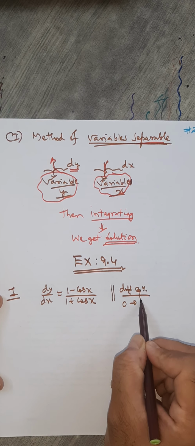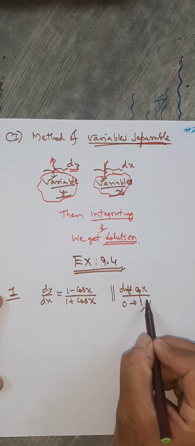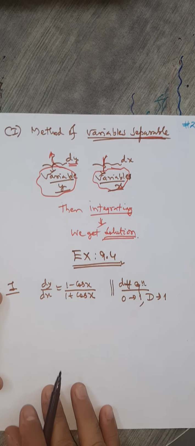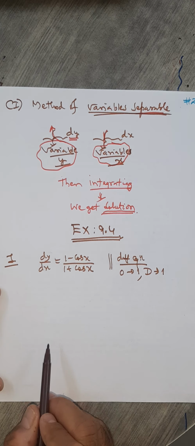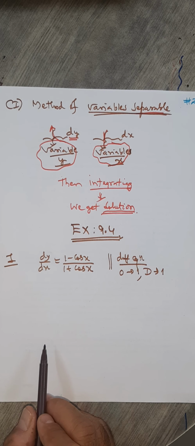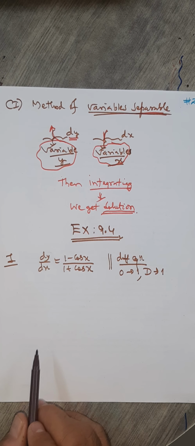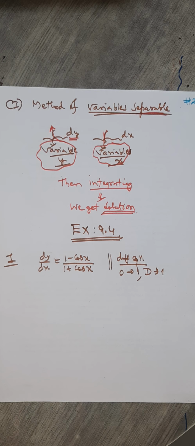What's the order of this one? 1, because dy by dx. What's the degree of this one? 1. It is in your syllabus, nothing more than this will come. d square y by dx square, such things will not come in subjective. Remember, might be in MCQs you may have such questions, but not in subjective. Okay.